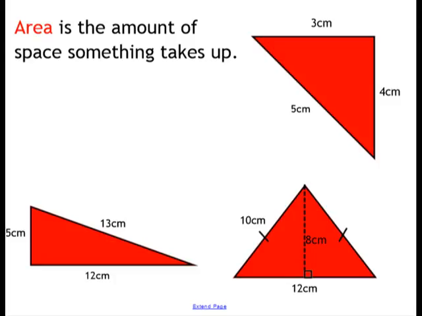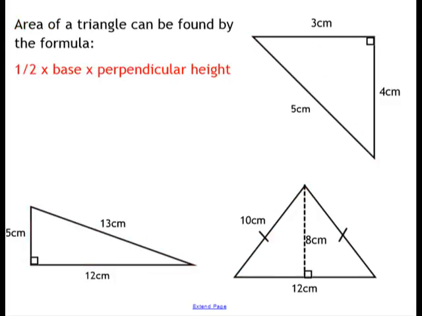Area is the amount of space that something takes up. So in these shapes, the area shaded red is the area of the triangle. The area of a triangle can be found by the formula half times the base times the perpendicular height. Remember, multiplying in maths is an 'of' sum. So that also says half of the base times the perpendicular height.